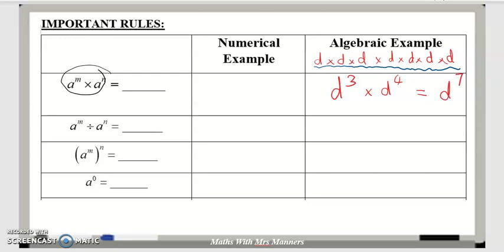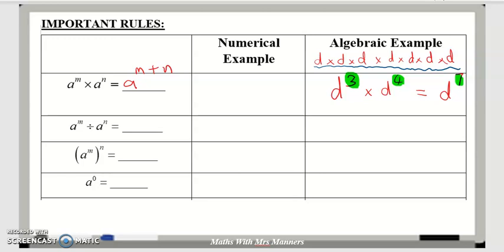Okay, sometimes students write 7d, that's wrong, because it isn't d plus d plus d plus d, it's d times d 7 times over. So if you look at that, I'm hoping you'll remember that the quick way to get my powers would be to add them. So a to the m times a to the n is a to the m plus n.